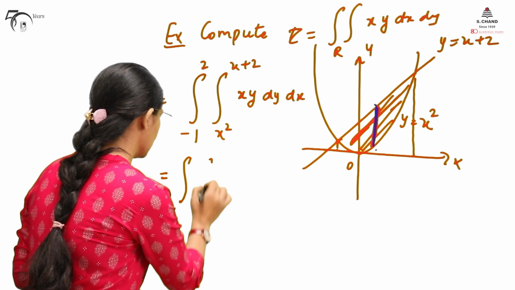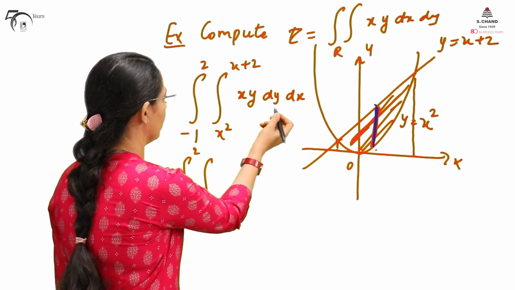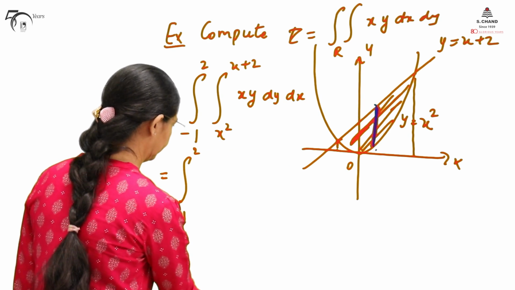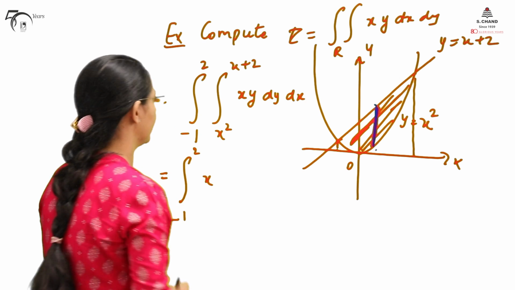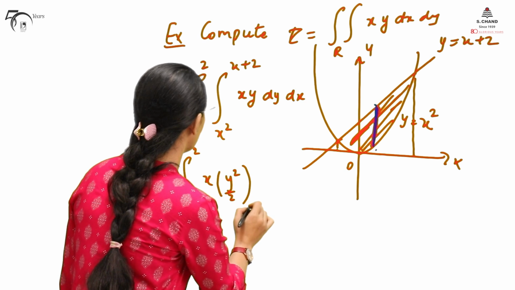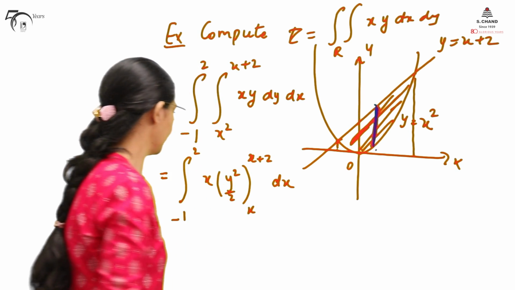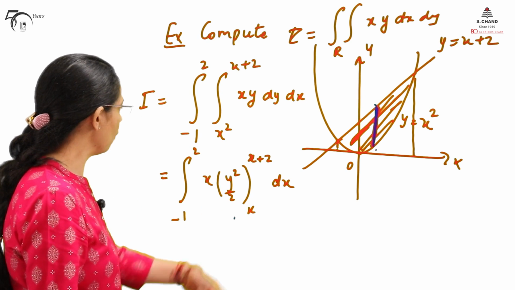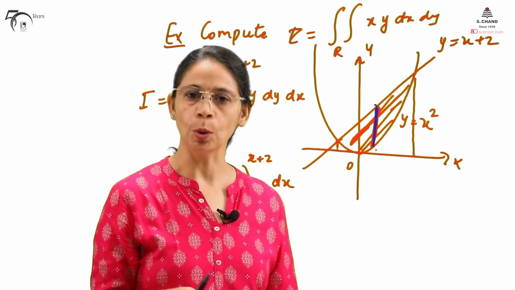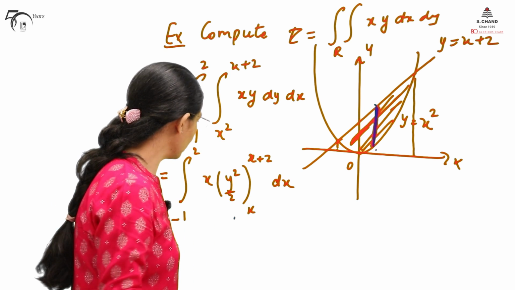So we will integrate this. First we are going to integrate with respect to y. Therefore, x will be treated as a constant, so this becomes y square by 2, from x square to x plus 2, and dx. The resultant of this will be free of y, and then it will be integrated with respect to x, so we need to find the result for that. You can compute it quite easily.